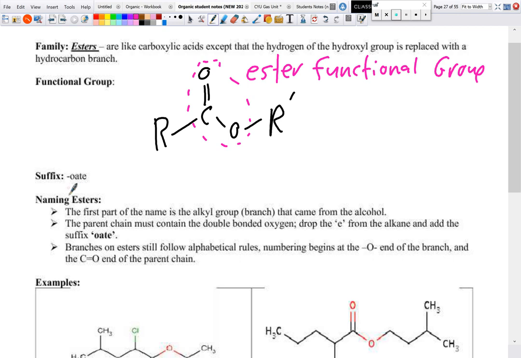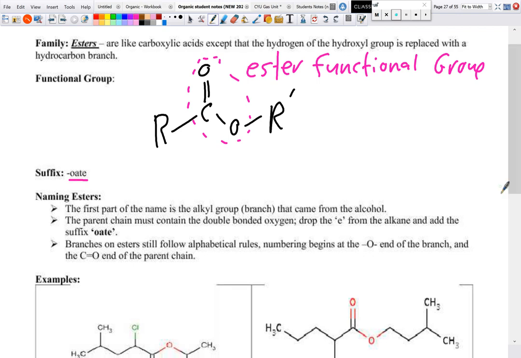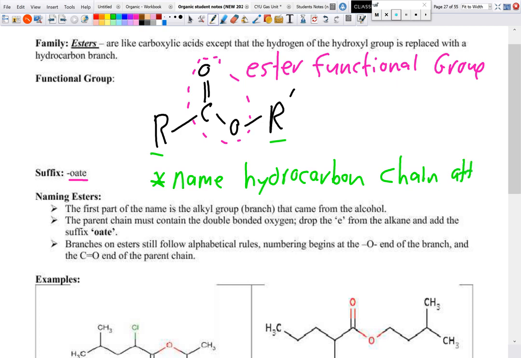All right, and the suffix for our esters: you're going to know that you have an ester just from the name because you're going to see the "oate" at the end. Now the reason that these are a little more difficult for naming is because we have two different hydrocarbon branches right here. So we will have to name the hydrocarbon chain attached to the oxygen first, and that is considered a branch.